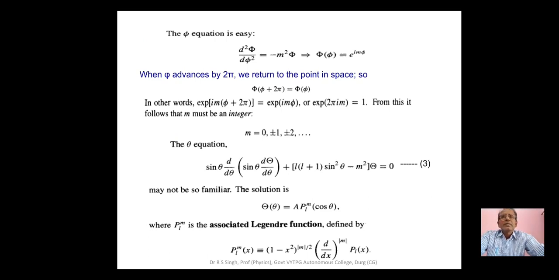The differential equation in phi has the solution Phi equal to exponential i m phi, where m is an integer equal to 0, plus minus 1, plus minus 2 and so on. The theta equation 3 yields the solution involving the associated Legendre polynomial P L m function of x.